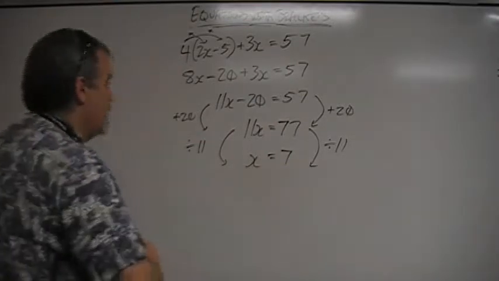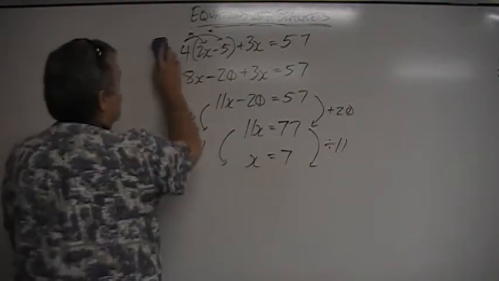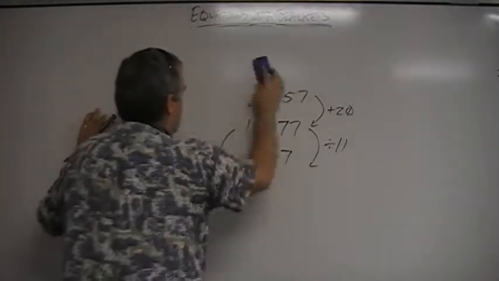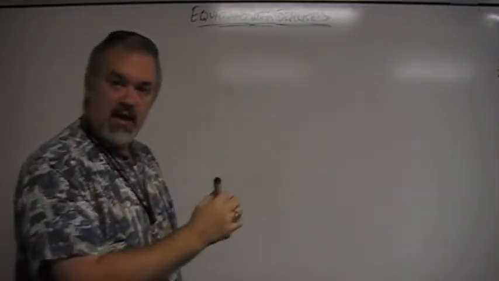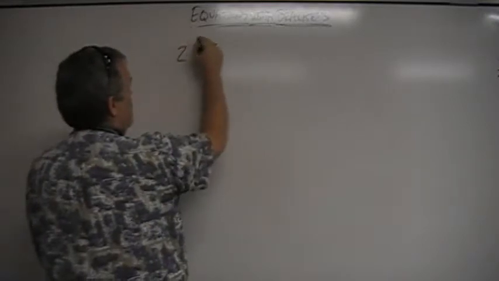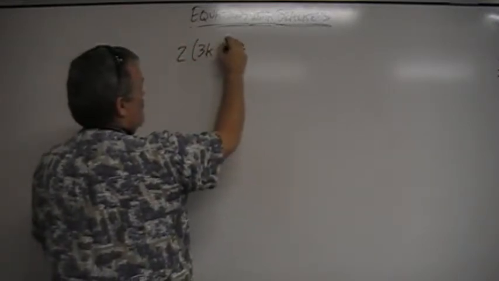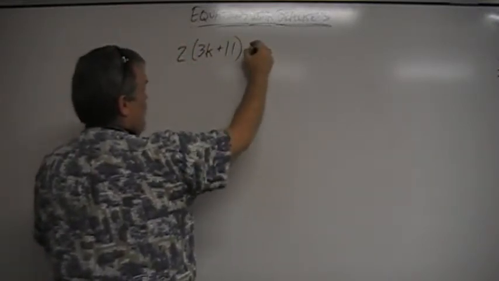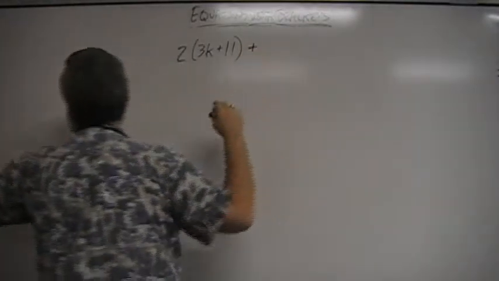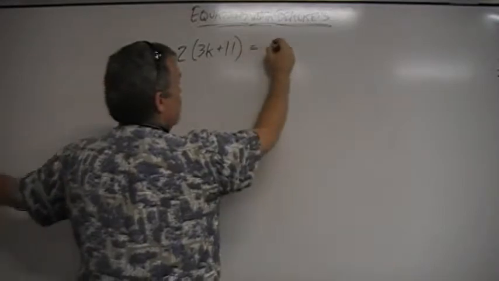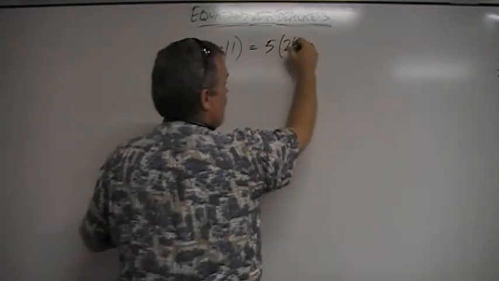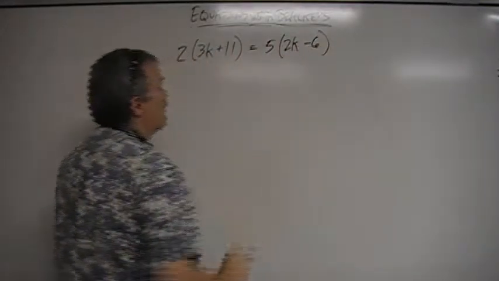One more example. It doesn't matter when we're doing this process if we have pronumerals on both sides of the equation. Remember that our goal is ultimately to get the pronumeral on one side isolated by itself and everything else on the other side. So we're going to start with 2 times the quantity 3k plus 11 is equal to 5 times the quantity 2k minus 6.